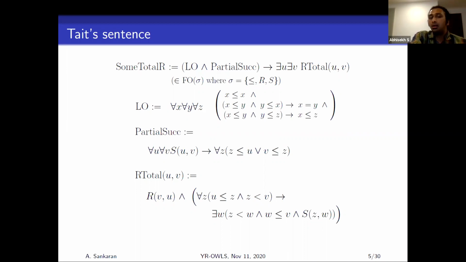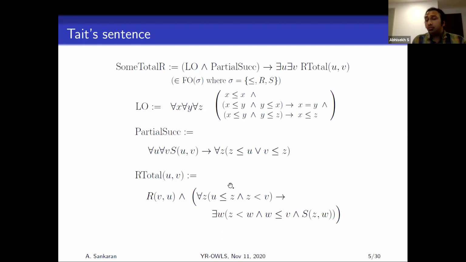R total is saying that, first of all, there is a back R edge from V to U. And it is saying that for every Z which is between U and V, including U but not including V, there is some element ahead of it to which there is an S edge. That element ahead of it is not equal to U, but it could potentially be V. So for every element before V, there is some element ahead of it to which there is an S edge. And therefore, in conjunction with the previous two sentences, this particular S edge would indeed give you a successor of the point that you begin with. Okay, so that's R total.